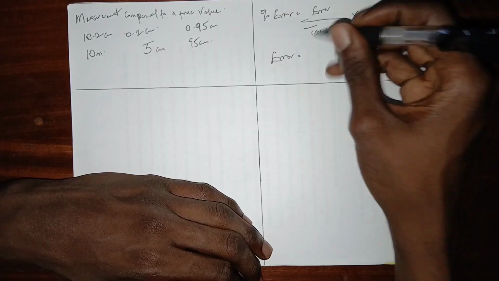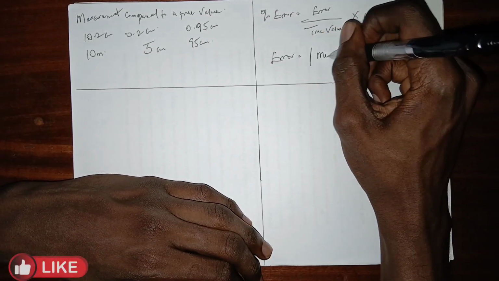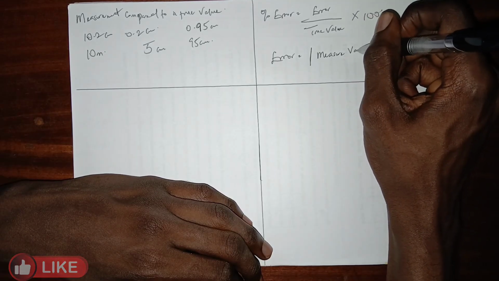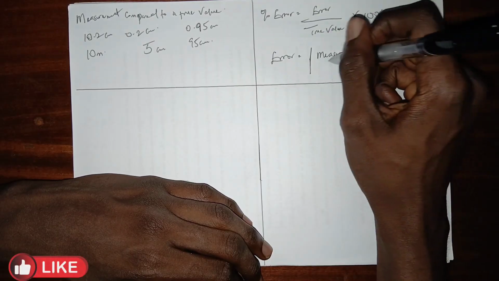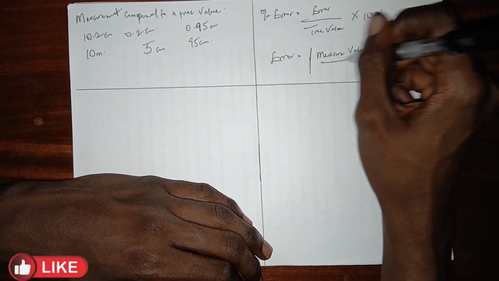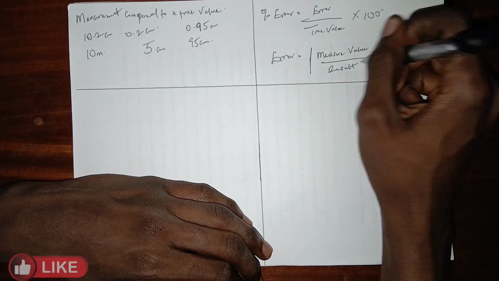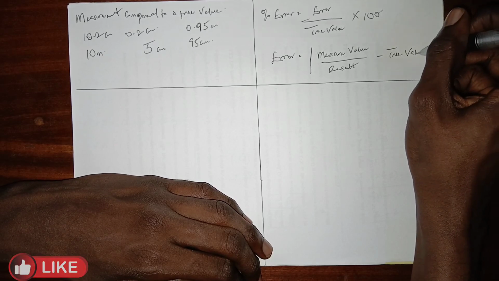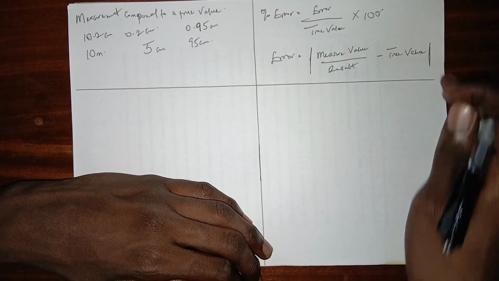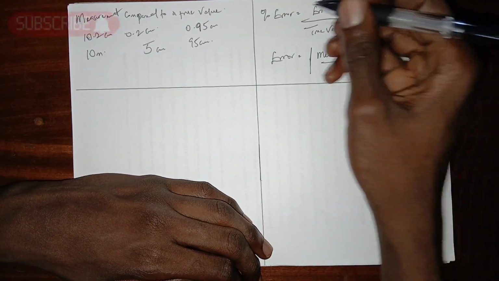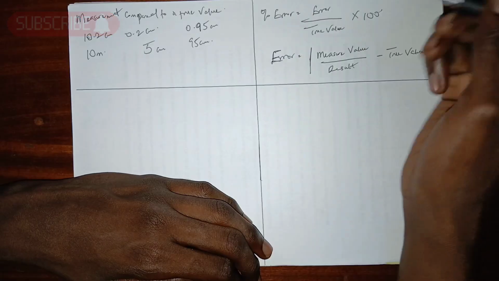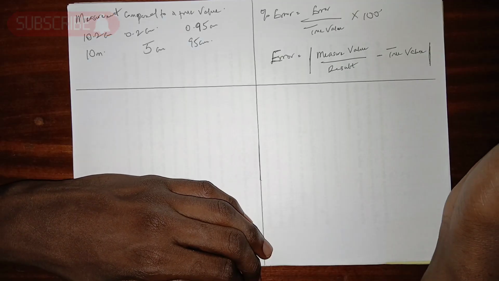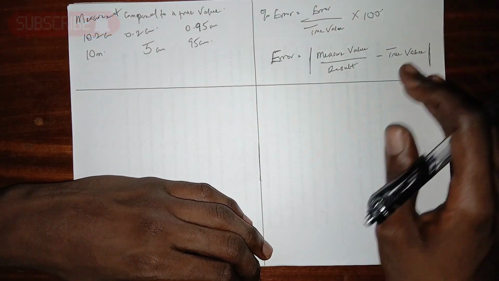Error is basically the absolute of the measured value, or let's say the result, or maybe something you calculated, minus the true value. So take note: absolute. I'll be showing an example of what I mean by absolute. Absolute means whether you get a plus or negative, the answer has to be positive.